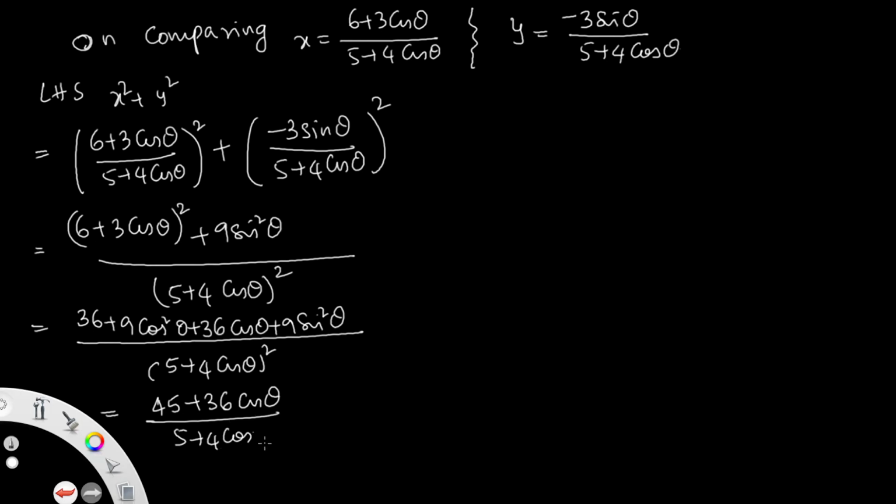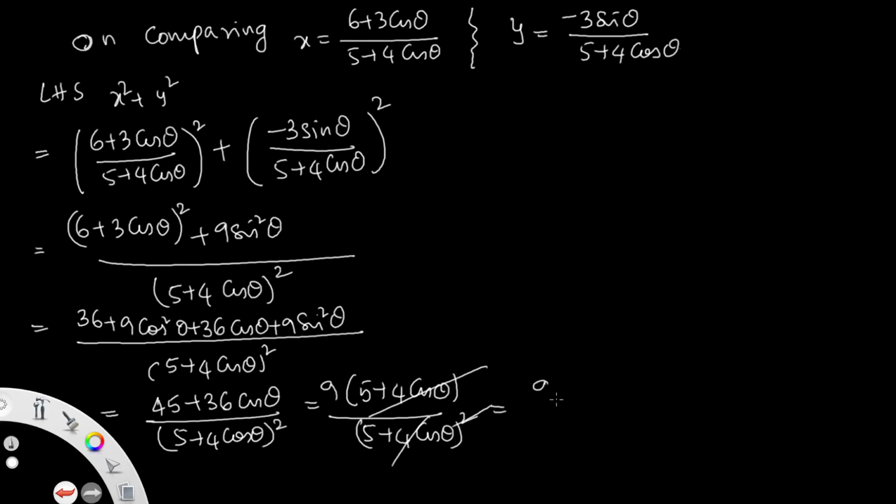In this numerator, we can take 9 common: 9(5 + 4 cos θ) divided by (5 + 4 cos θ)². So this term will be cancelled, and then you get 9/(5 + 4 cos θ). This is the LHS part.